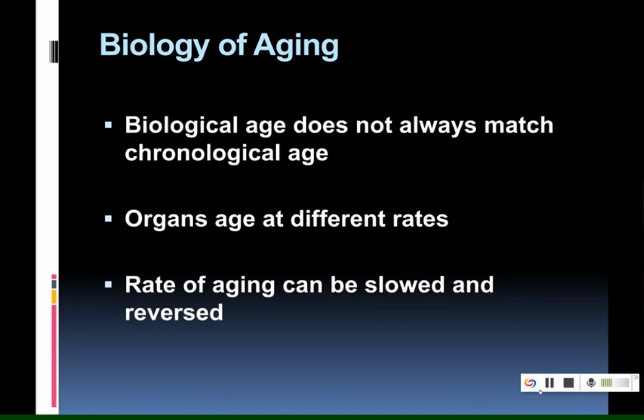Other organs, such as the brain, do not age at quite the same rate, obviously, and other organs, such as liver, have regenerative capacity. Certainly the brain has neuroplasticity and regenerative capacity, but at a very different level than, let's say, liver. And the other principle that we alluded to earlier was that the rate of aging can be slowed and reversed. And we'll talk a little bit about some research that supports that point of view.